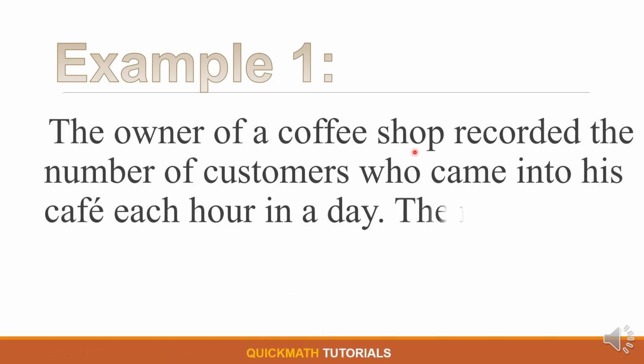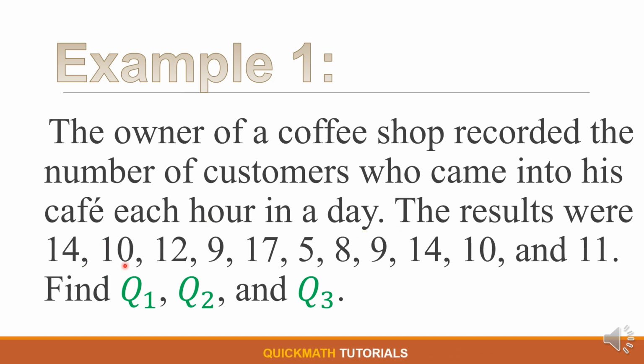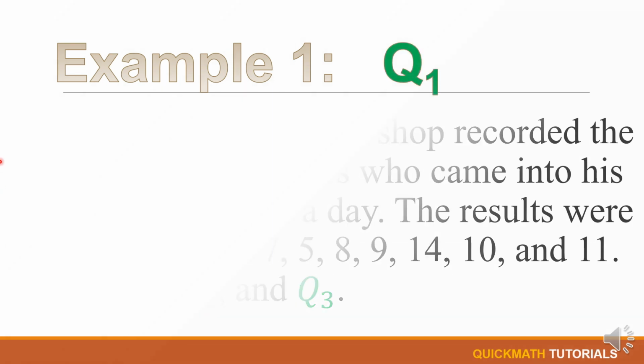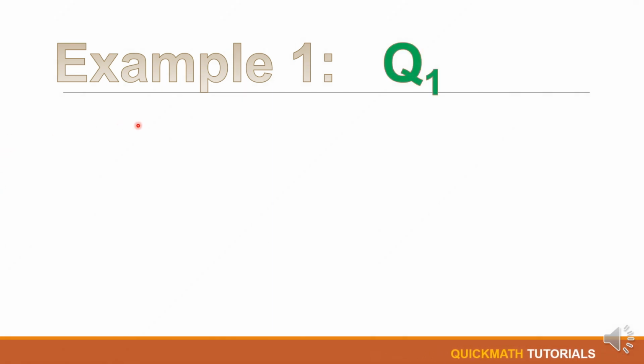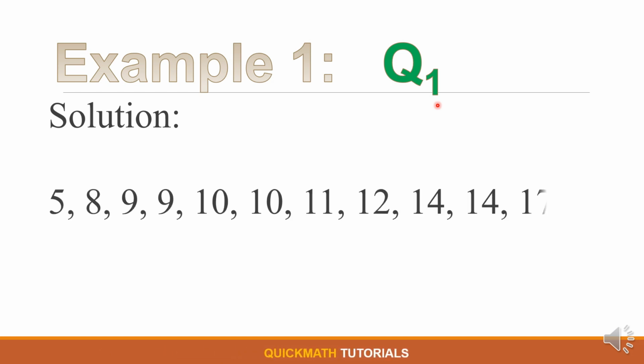The owner of a coffee shop recorded the number of customers who came into his cafe each hour in a day. The results were 14, 10, 12, 9, 17, 5, 8, 9, 14, 10, and 11. We will find the lower quartile, the median, and the upper quartile. For our solution, let's first compute for the lower quartile or our Q sub 1. So our first step is, we will arrange the data from lowest to highest or in ascending order.